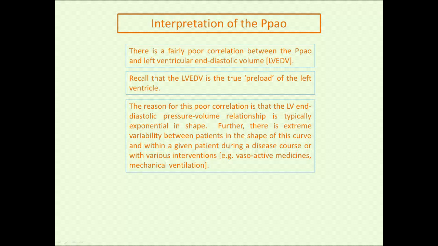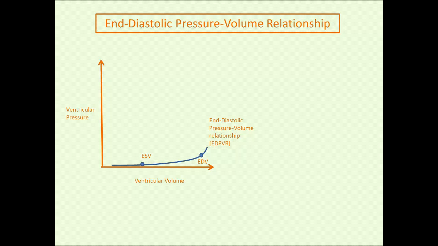You add vasoactive medicines, diuretics, mechanical ventilation, and that will change this pressure-volume relationship. So a wedge of 15 in a patient at time A could be very different from a wedge of 15 in a patient at time B, depending on what you've done to them. So you always have to interpret the pulmonary artery occlusion pressure in light of the patient's clinical status and in light of the clinical interventions that you've performed.